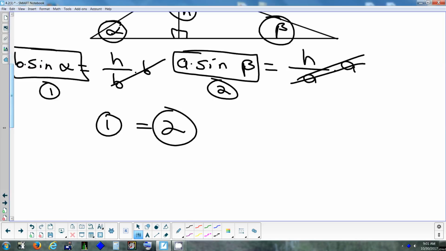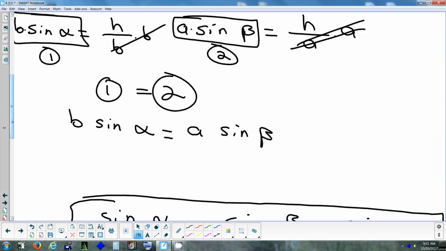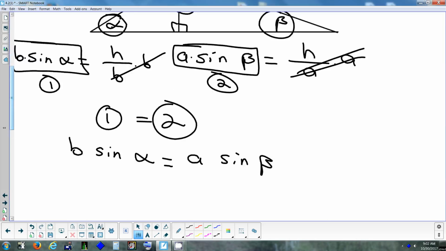That's the key. If box 1 and box 2 are calculating the same thing, then they are equal to each other. So B sine alpha equals A sine beta. Okay, and now what I'd like to do is just rearrange it so that it looks like what the law of sine is supposed to look like. Usually you put the A over with alpha, and you put the B over with beta.